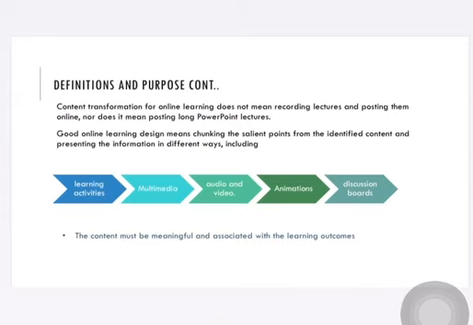Content transformation for online learning does not mean recording lectures and posting them online, nor does it mean posting long PowerPoint lectures. A good online learning design means identifying content and presenting the information in different ways, including learning activities, multimedia, audio and video, animations, and discussion boards. The content must be meaningful and associated with the learning outcomes.